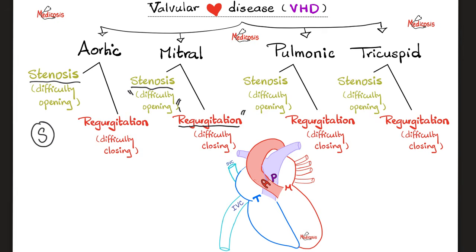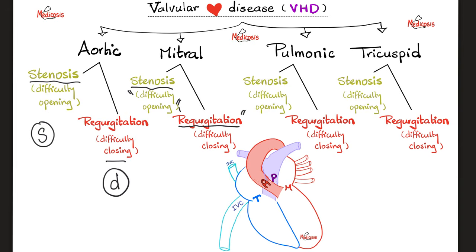How about aortic regurgitation? Aortic regurgitation is difficulty at closing. But when is the aortic valve supposed to close? It is supposed to close during ventricular diastole to prevent the backflow of blood from the aorta to the left ventricle. So if it was supposed to close during diastole, therefore failure of closure is a diastolic murmur. Aortic stenosis is a systolic murmur, whereas aortic regurgitation is a diastolic murmur.